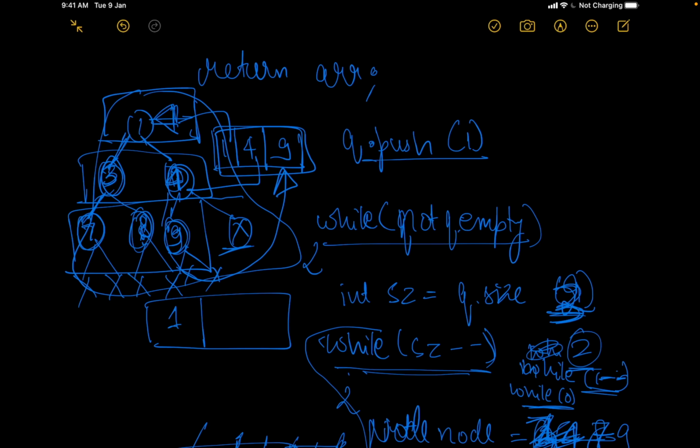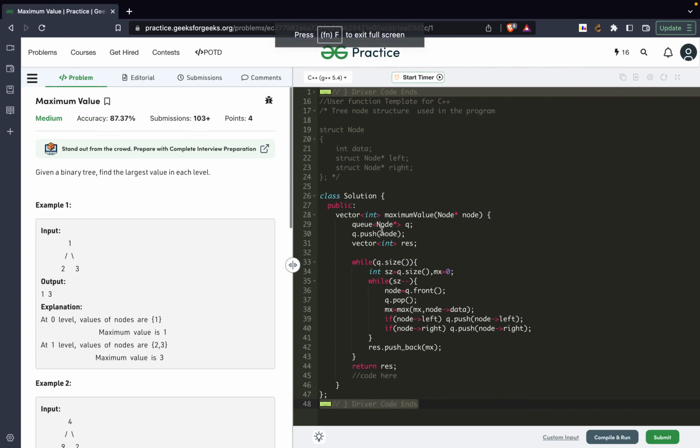Now let's get to the solution or the code. So over here I've implemented the same thing in C++. You can implement the same in Python, Java, or whatever language you want. So we start the question with a queue of type node, so that I'm able to store the nodes in it. Then I'm pushing the root node. So the node provided initially is the root node.